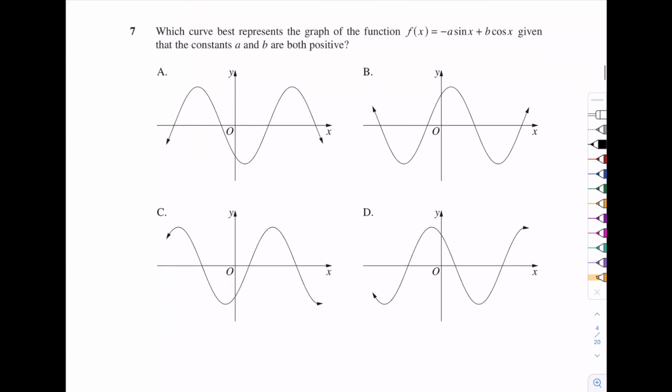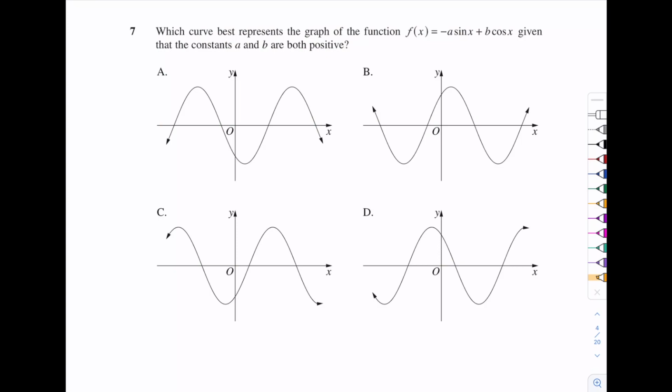Okay, the next one. Which curve best represents the graph of the function f of x equals minus a sine x plus b cos x, given that the constants a and b are both positive? Okay, this is an interesting one. The very first thing I would do is try to work out what kind of information I can determine about this function. Are there any actual function values that I would be able to work out?